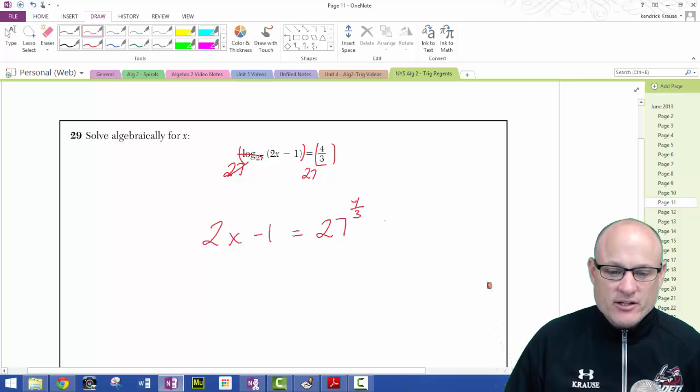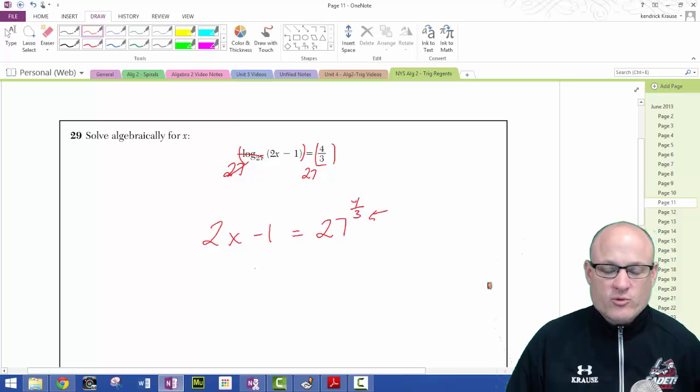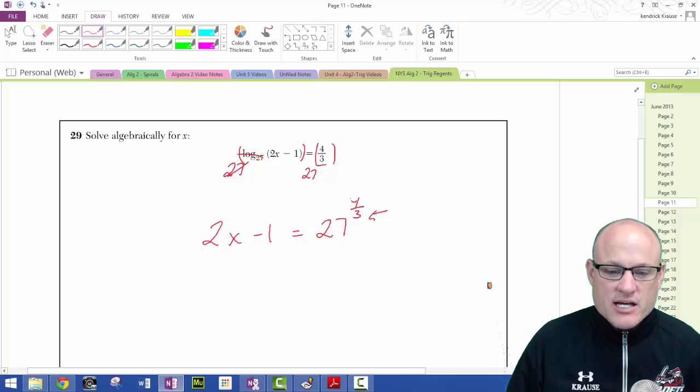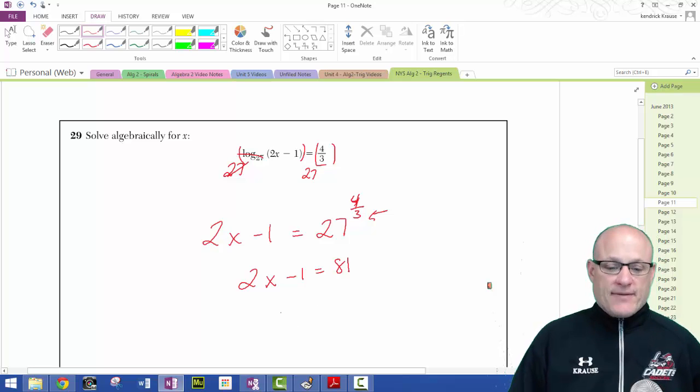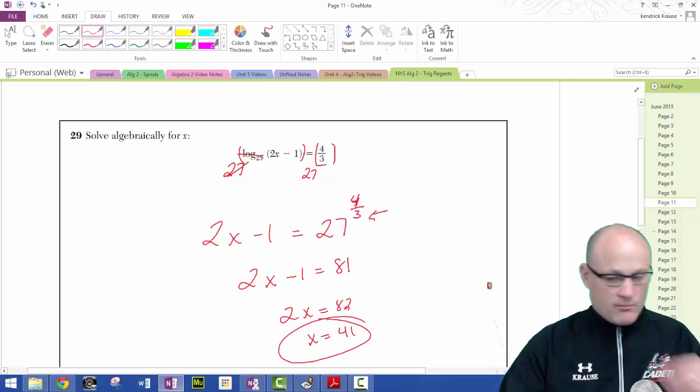The denominator is a cube root. So the cube root of 27 is 3, raised to the 4th power. So 3 raised to the 4th power is 81. So really just put it in your calculator, it'll give you 81. Add the 1 over, I get 2x equals 82. Divide by 2, and I get x equals 41. There's your answer. Moving on.